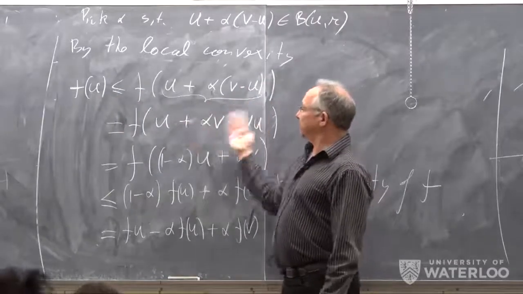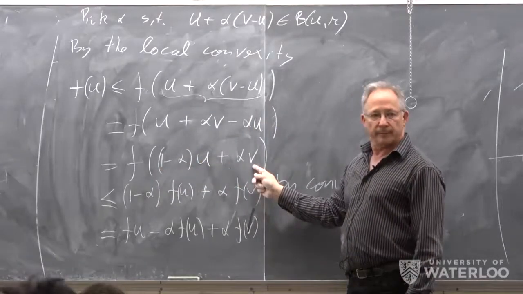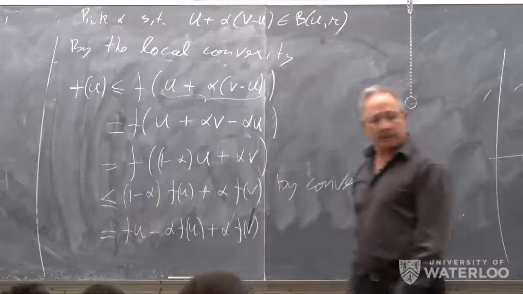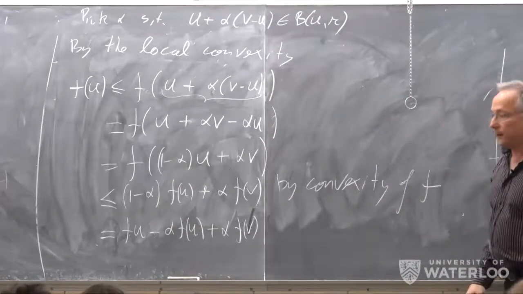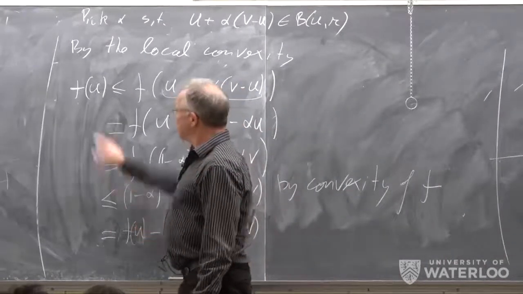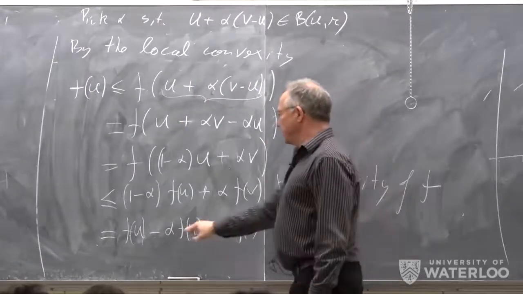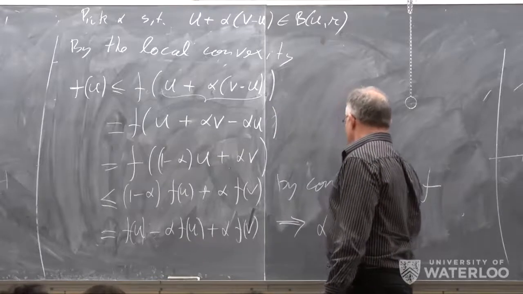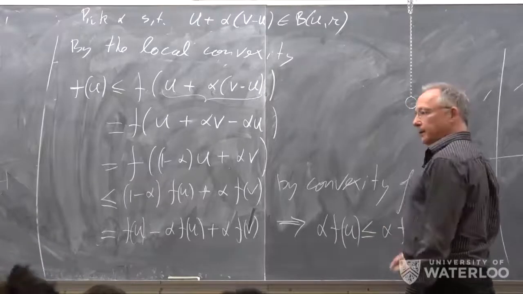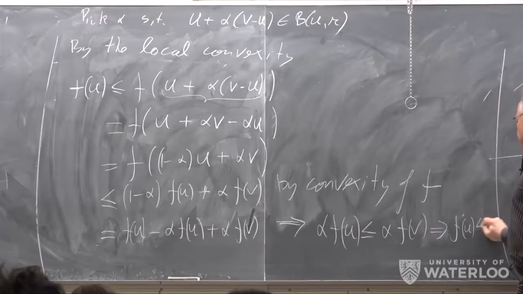Now I just rearrange the terms here, and I notice that my point is actually 1 minus alpha u plus alpha v. Now I use the convexity to open it, and I just open 1 minus alpha f of u to write it like this. But what did we get now? Now I can take the f of u from here and from here, and they cancel. So this implies that alpha f of u is less or equal alpha f of v, which in turn implies that f of u is less or equal f of v.